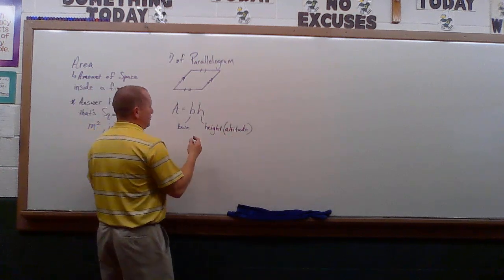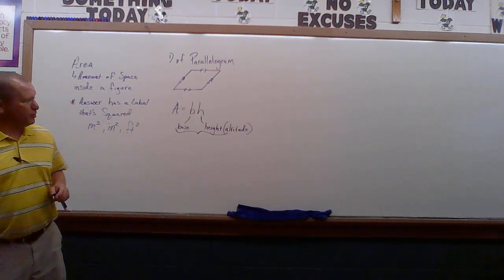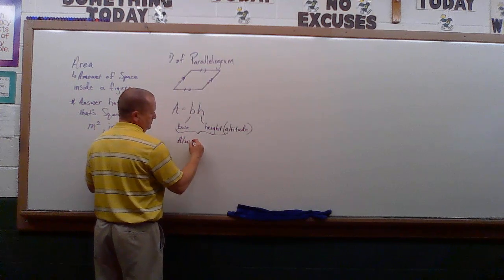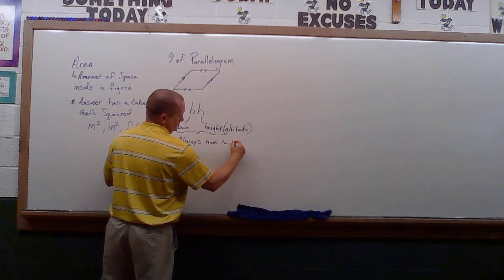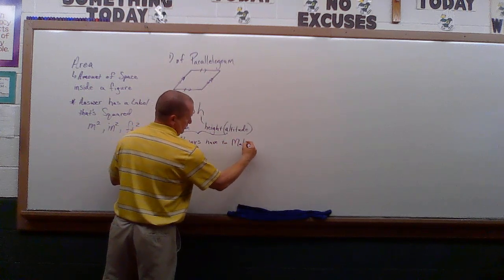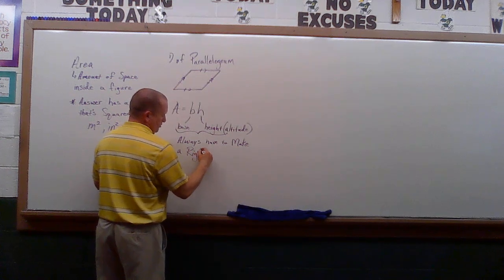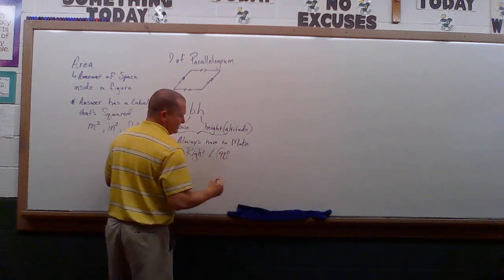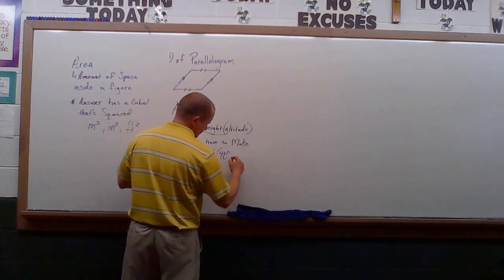But what's important now, what you got to get into your mind, is what Caleb came up with, that your base and your height always have to make a right angle. What do I know about a right angle? It's 90 degrees. And how do I tell everybody in the world that I got a 90-degree angle? A little box.